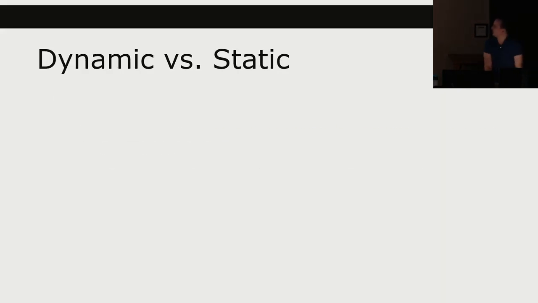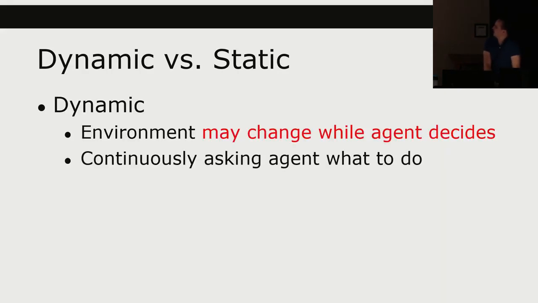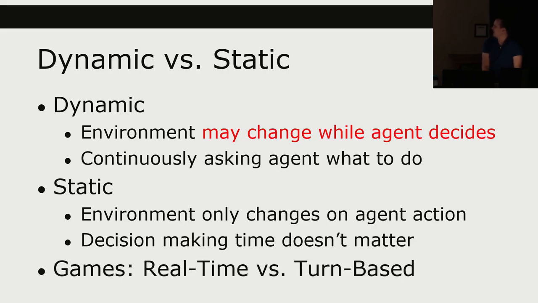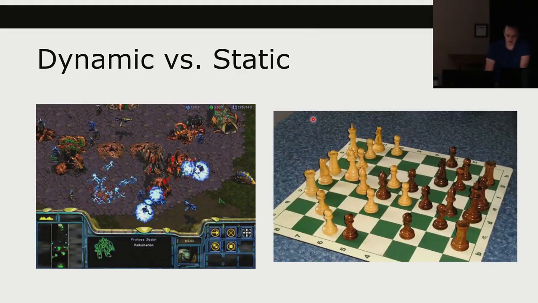Next, we have dynamic versus static. In dynamic environments, the environment may change while the agent decides. So the environment is continuously asking what to do. Versus a static environment, the environment only changes when an agent takes an action. It doesn't matter how much time it takes to think. And so in games, we might talk about real-time games versus turn-based games, right? So a dynamic environment is something like the real world.